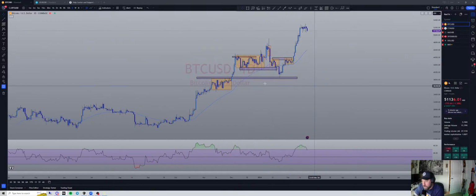I told him when it was down here that we were targeting this double top, and it came down and just ran, dude. Look at that.